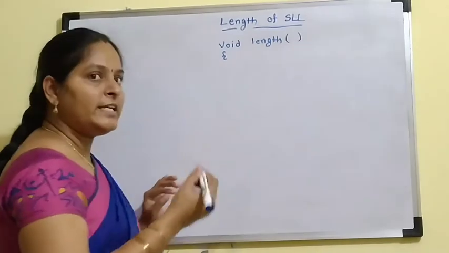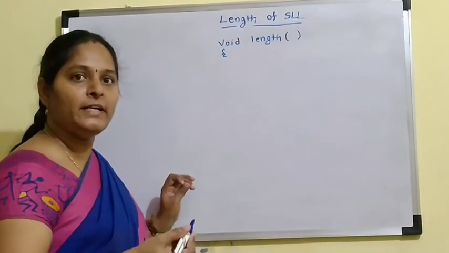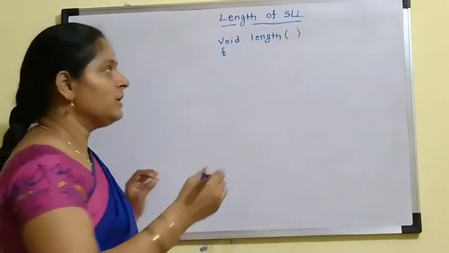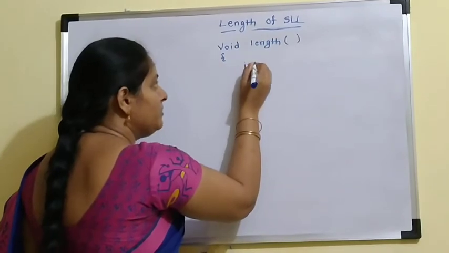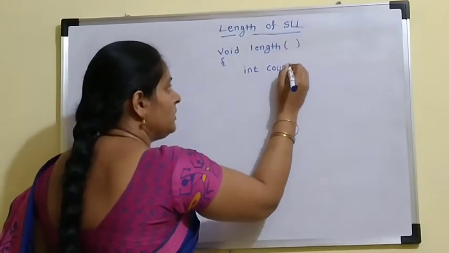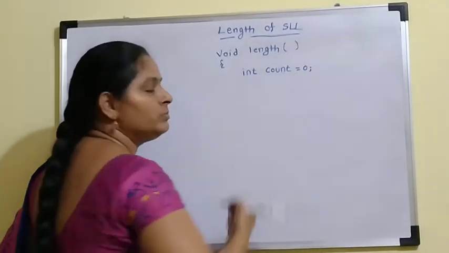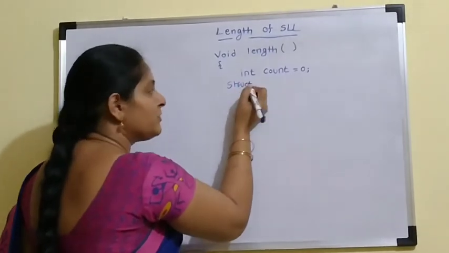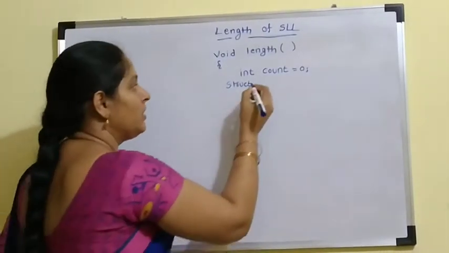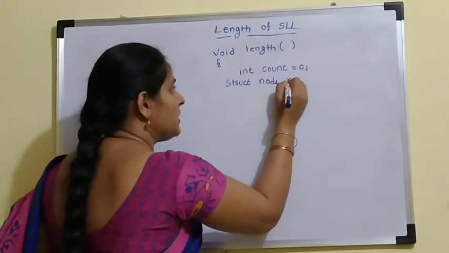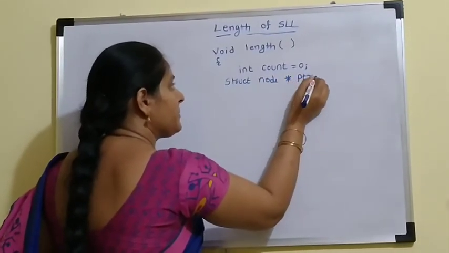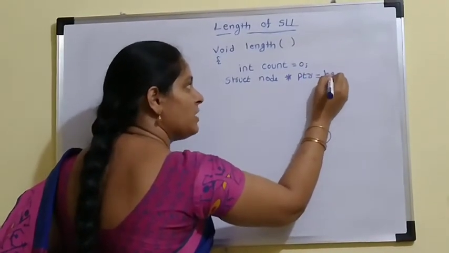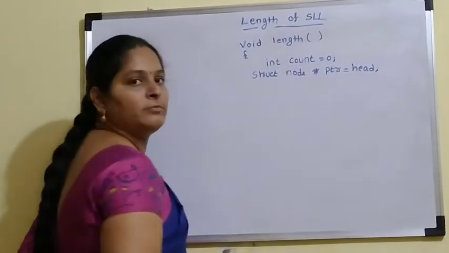Every time after visiting each and every node, we need to print the count of how many nodes we have visited. For that reason, I am taking one variable count and initializing it to 0. Now I am taking one pointer to traverse from the first node to the last node for counting. So struct node star PTR. That pointer needs to start traversing from the first position, the head position. PTR equal to head.